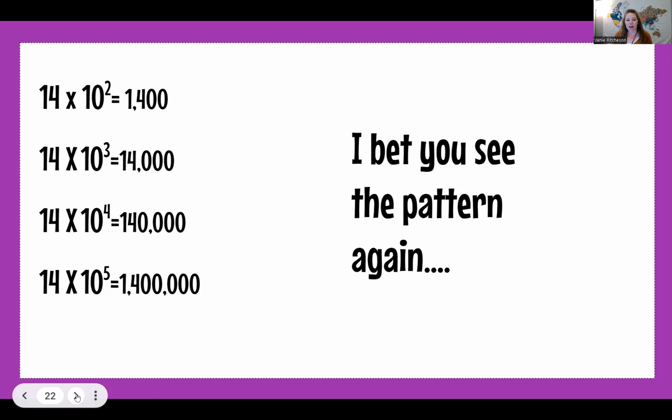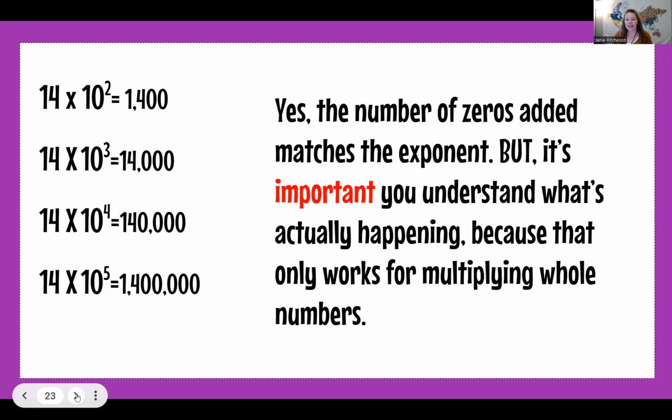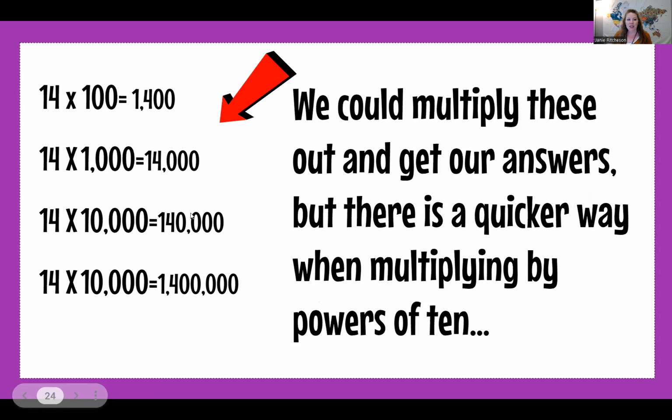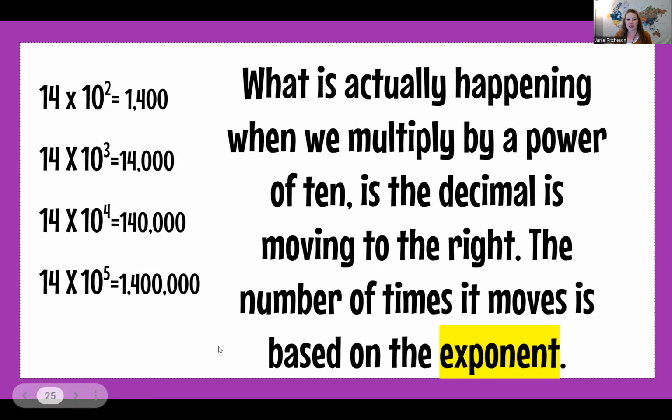All right, I bet you see the pattern again. Yes, the number of zeros added matches the exponent, but it's important you understand what's actually happening because that only works for multiplying whole numbers. This pattern, the number of zeros matches the exponent, only happens when you're multiplying whole numbers. So we could multiply these out and get our answers, but there's a quicker way when multiplying by powers of 10. What is the quicker way?